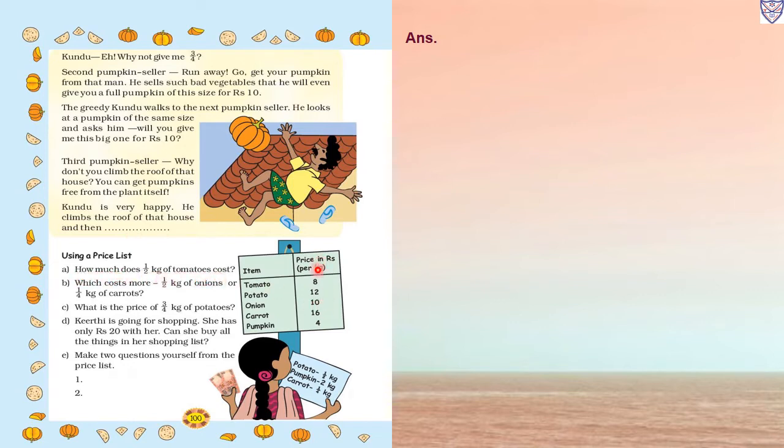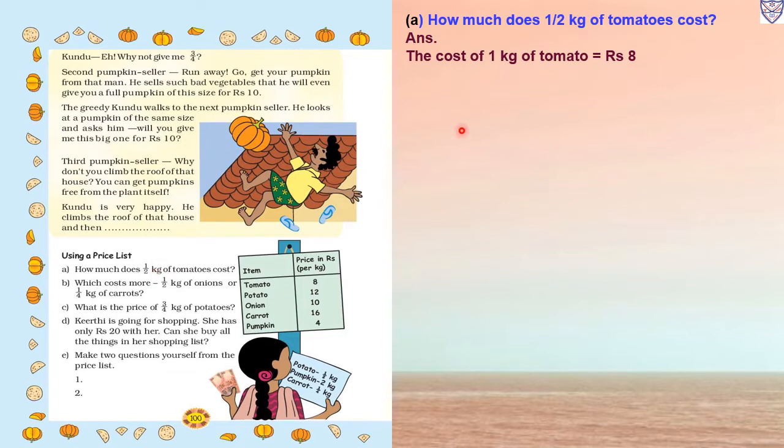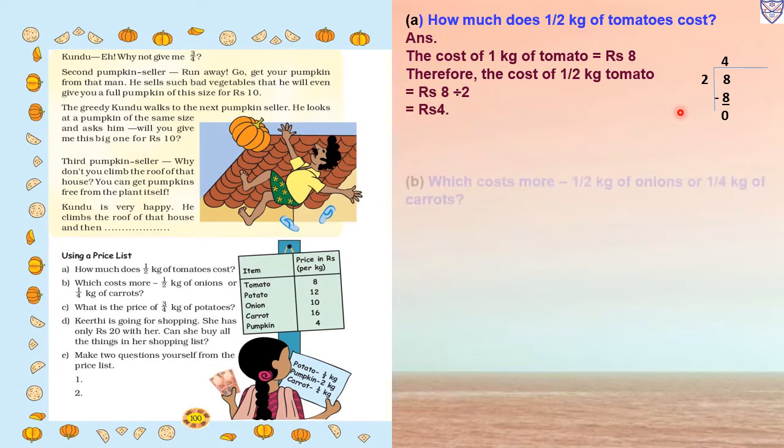So the price is per kg. So we have to find out the cost of half kg of tomatoes. The cost of 1 kg of tomato is rupees 8. Therefore the cost of half kg of tomato is 8 divided by 2. 1 kg is 8, so for half kg we divide 8 by 2. In the 2 table, 2 4s are 8. So 8 minus 8 is 0. So our answer is rupees 4.